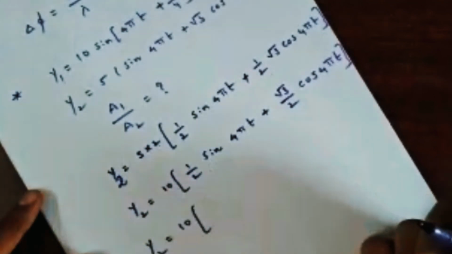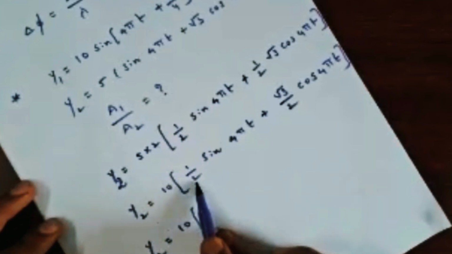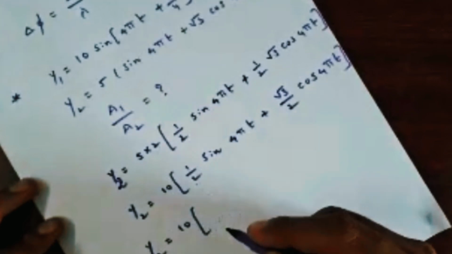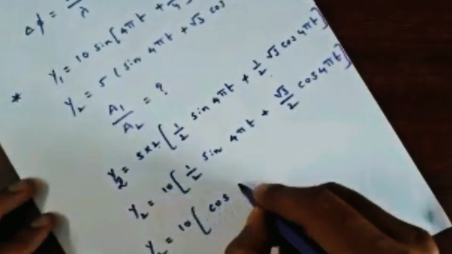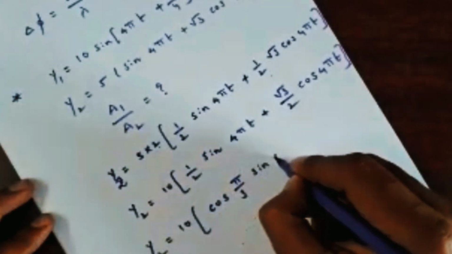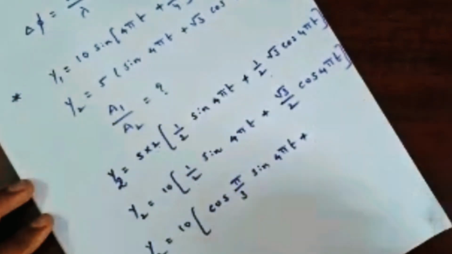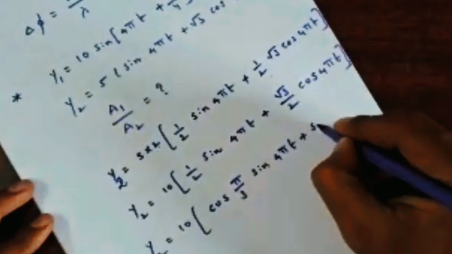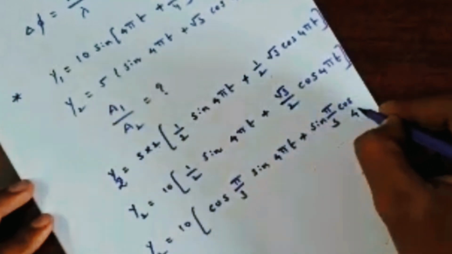Now y2 is equal to 10 times (1 by 2 sin 4 pi t plus root 3 by 2 cos 4 pi t). This is of the form sin A cos B plus cos A sin B, so I'm writing it in the form of cos and sin. For what angle do we get 1 by 2 in cos? Cos 60 degrees, so cos pi by 3 sin 4 pi t, plus root 3 by 2 is sin 60, which means sin pi by 3 cos 4 pi t.